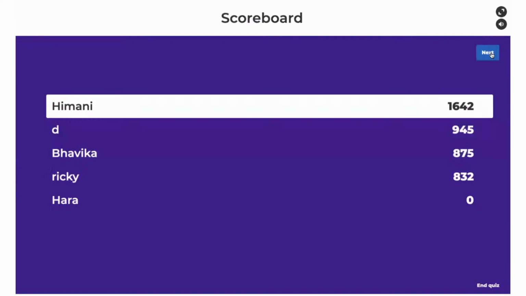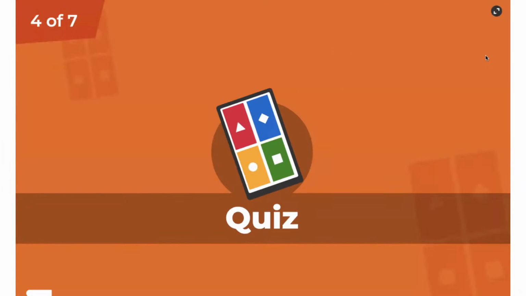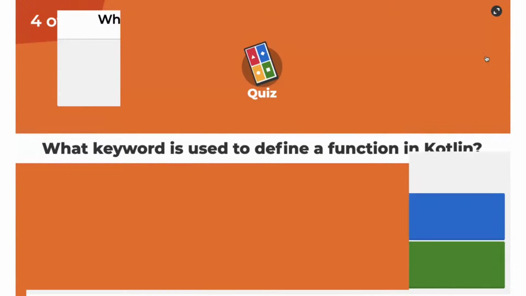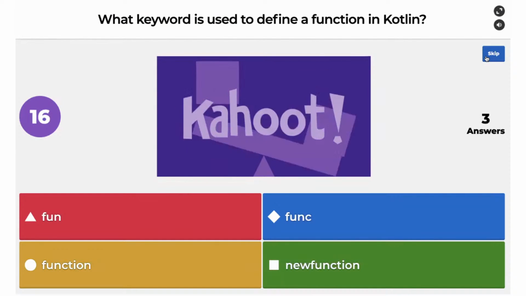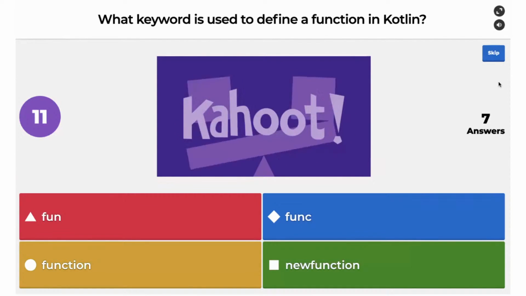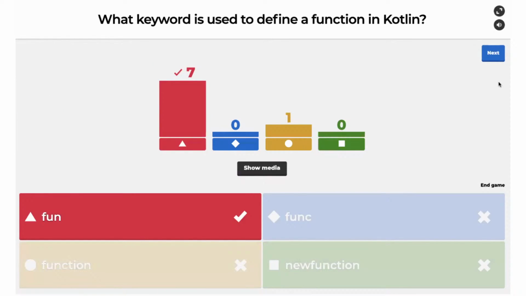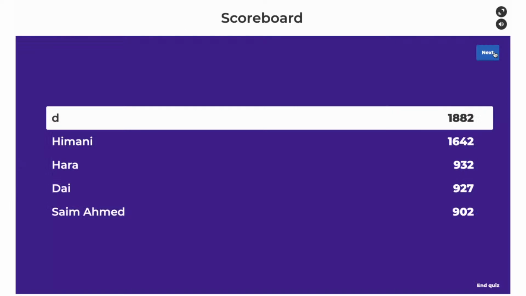Okay. Daniel is back. Yes, Daniel is back. Let's move on to the next question. Oh, everybody got it. Everybody got it, except one, I think. Yeah, except one. Let's move on. Okay, still D.